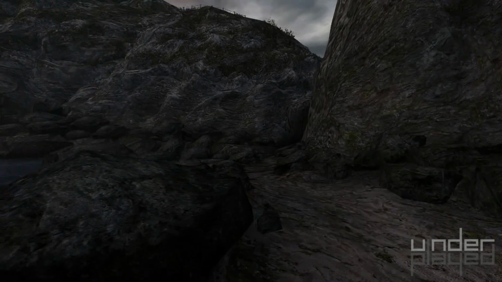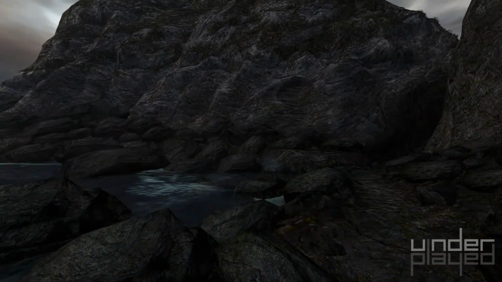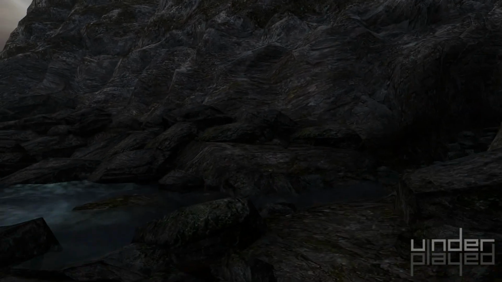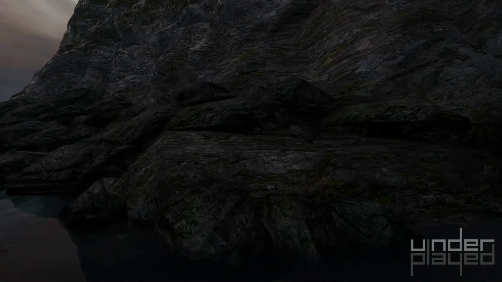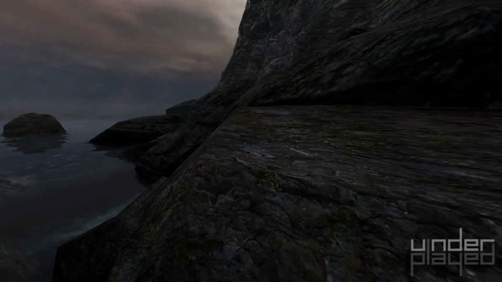Now, there is that ravine there, but there's also some rocks ahead. But I'm not really clear on how to get up on there. Again, if only my silent protagonist could jump just a little bit to get on top of these rocks.